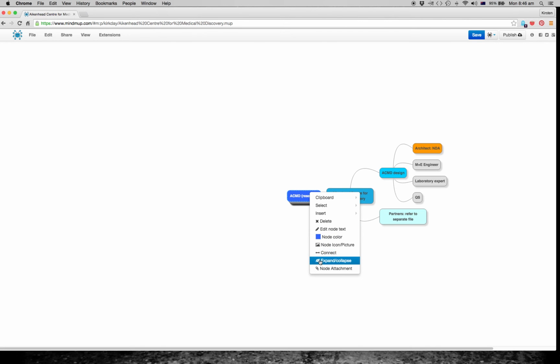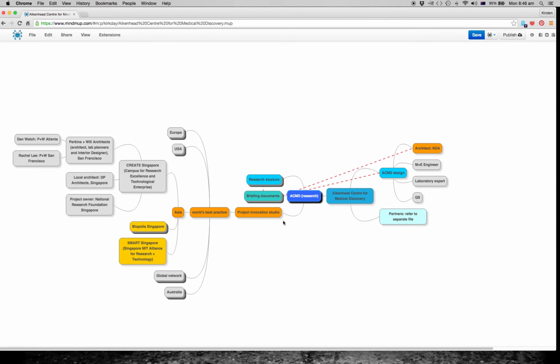When I start to expand this, I can start to look at one of the important things that they want, which is a project innovation studio. And so my secondary research is looking at world's best practice. Then I start to look at what's in Europe, the States, in Asia, and I spent some time in Singapore having a look at some of these different laboratories and how they worked. There are others that have a global network.